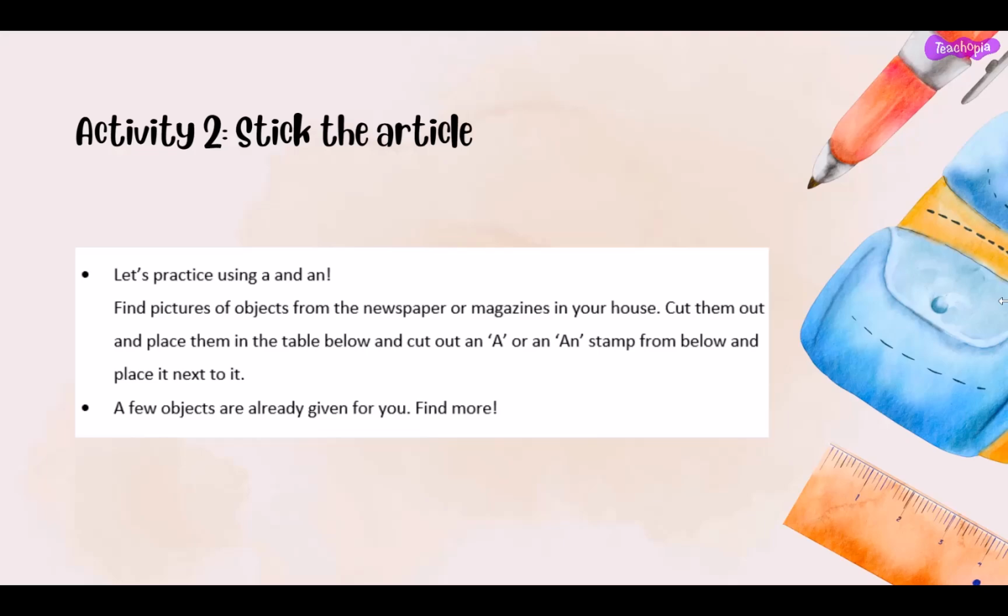Activity 2 is stick the article. So they look around their house, in newspapers and magazines, and find pictures of objects or people and cut them out. And then they put down a stamp of a or an below them to signify that that is the article that can be used with that particular person or object. You may encourage them to bring this to school also.